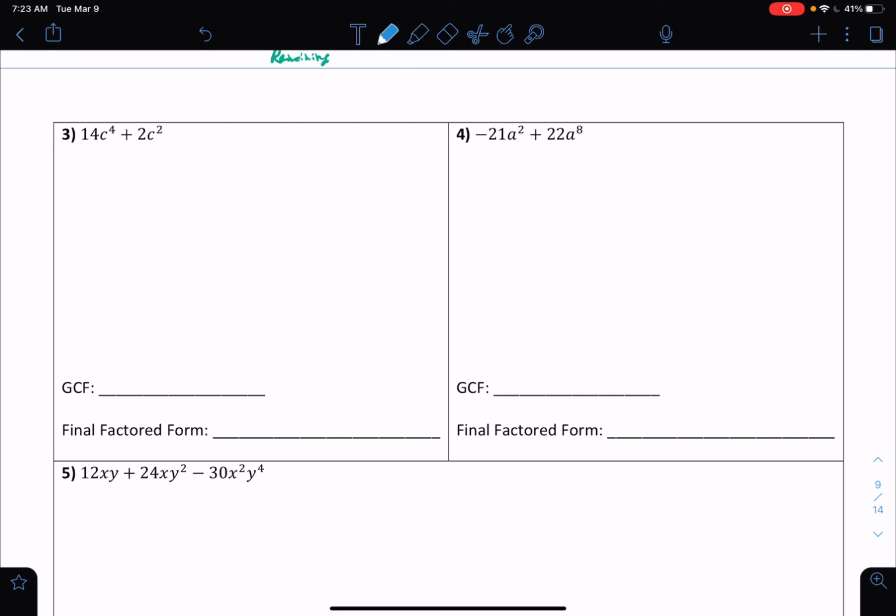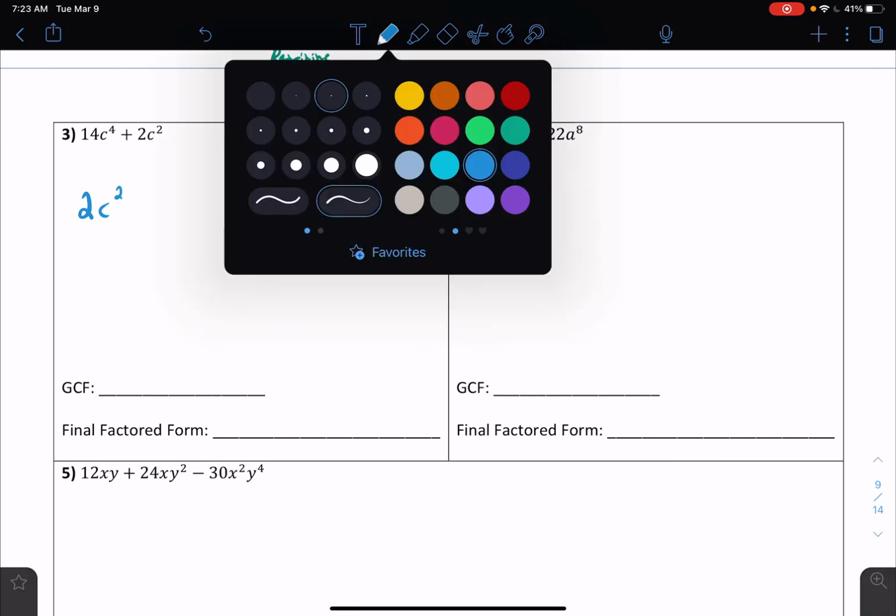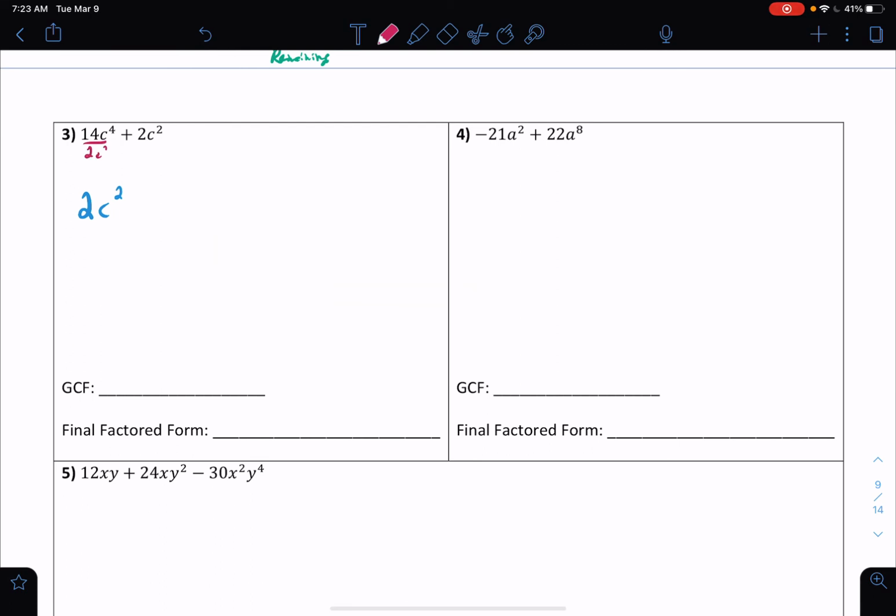What can I take out of both 14 and 2? Well, 2 goes into both of those. And then what can I take out of c to the 4th and c squared? Well, I've got to take out a c squared. They have c to the 2nd in common. So then when I divide both of these by 2c squared, I'm left with 14 divided by 2, which is 7. C to the 4th divided by c squared, which is c squared.